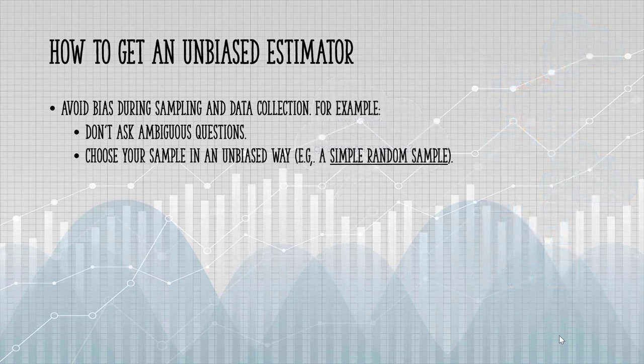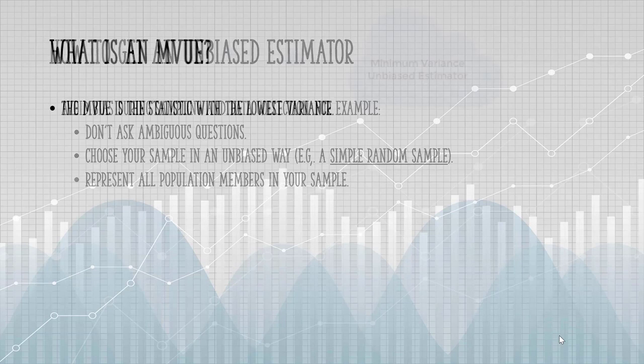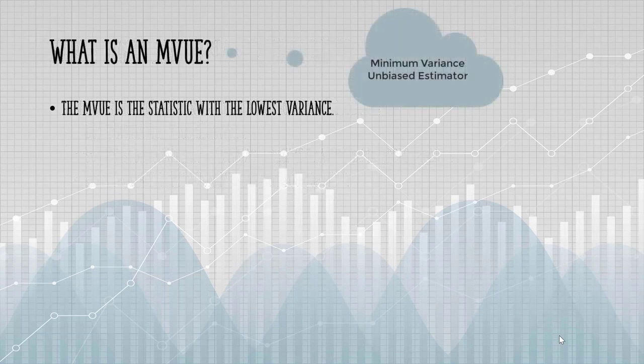Was your sample chosen in an unbiased way? For example, did you use a probability sampling technique, like simple random sampling? Did you exclude any population members? For example, if you're performing an internet survey, you may be excluding the poorest 25% of the population who don't have internet. When you take multiple samples from a population, each of those samples will probably have different statistics. For example, a slightly different mean or standard deviation variance. The MVUE is the statistic with the lowest variance.